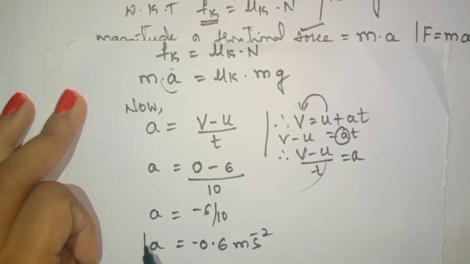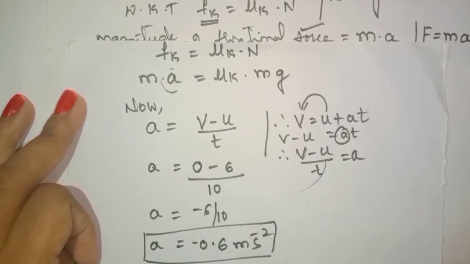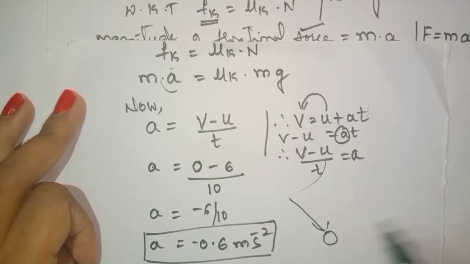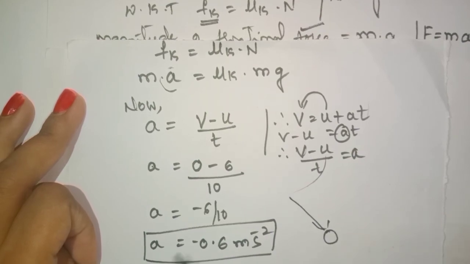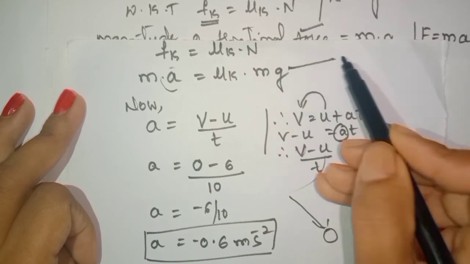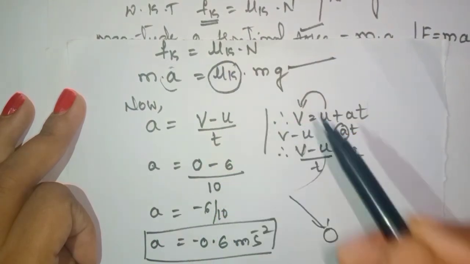As it is minus, the object is moving with a retardation. Retardation means decreasing velocity. So since it is moving with decreasing velocity, the object will stop. So now we will use this acceleration in this formula and we can calculate this mu k easily.